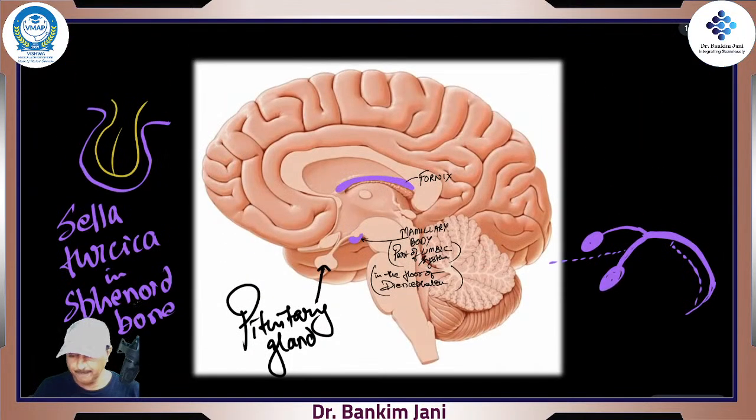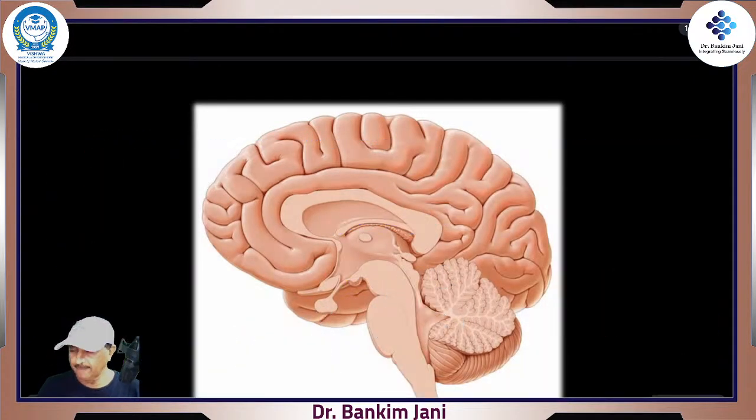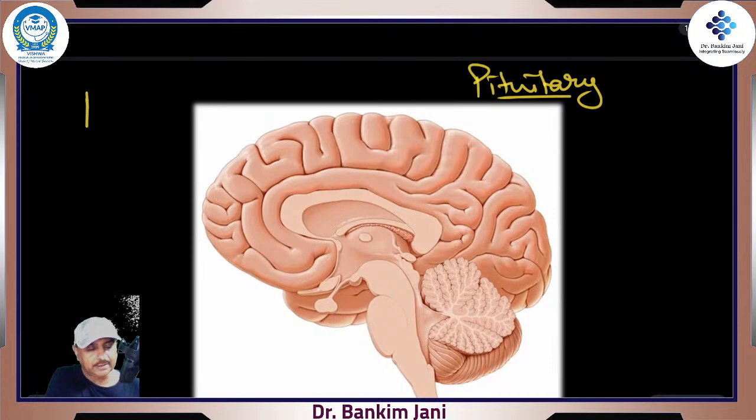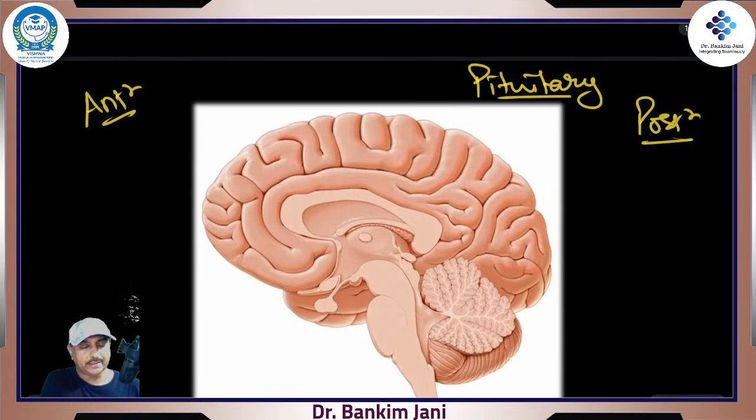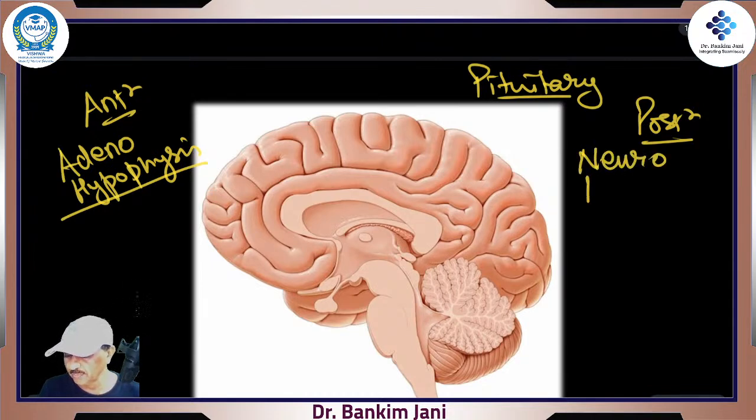This pituitary gland is divided into two parts, right? Anterior pituitary and the posterior pituitary. Anterior pituitary, A for A. It is also called as the adenohypophysis, right? What about the posterior? Posterior is called as the neurohypophysis, right? Neurohypophysis.